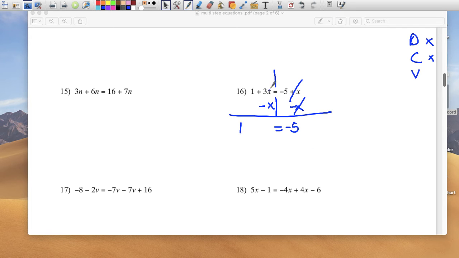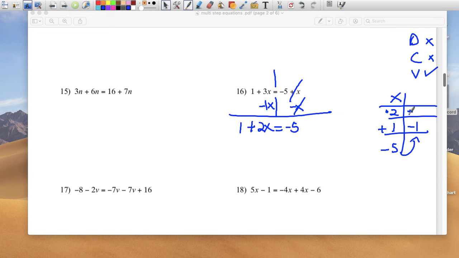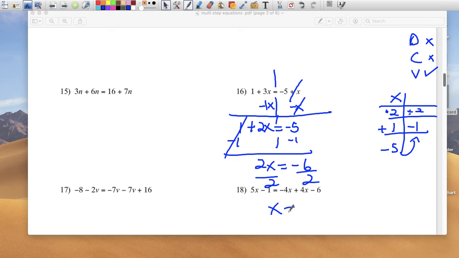On this side, I get 1, and plus 3 minus, and remember, there's a 1 over here, plus 3 minus 1 is plus 2x. So I took care of that. Now I can do this. Here's a variable x, which is being multiplied by 2 and added to 1, which equals negative 5. So we're going to do minus 1 and divide by 2. So minus 1 on that side. These two go away because it becomes 0. So 2x equals negative 5 and negative 1, which is negative 6. Divide by 2, divide by 2, and x equals negative 3.